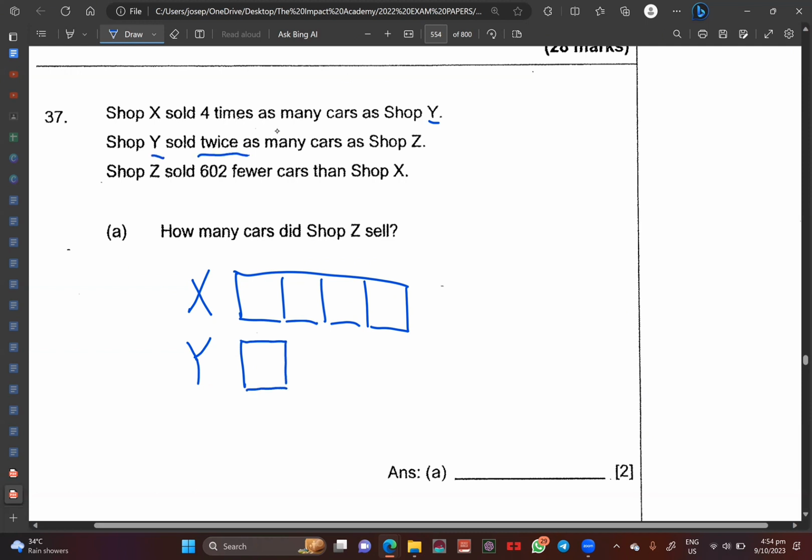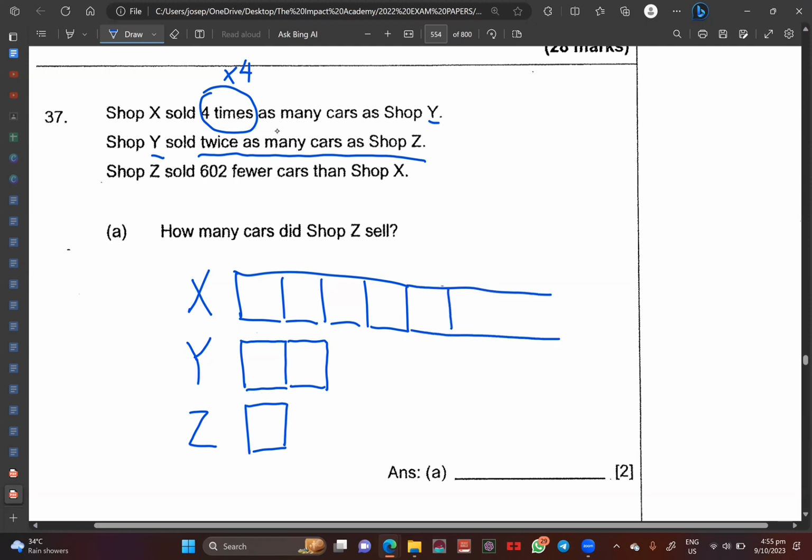Then shop Y sold twice as many cars as shop Z. So you want shop Y to be 2 units so that Z can be 1 unit, right? Yes, but you must remember about X, you cannot forget about X. Make sense? Yeah. So X is 4 times of Y. 4 times means you times 4. When you times 4 of Y, X will be how many units? 8 units. True? Yeah. Am I making sense here?